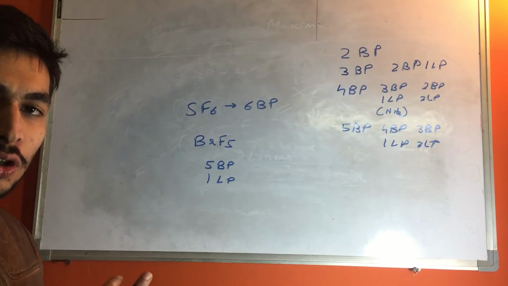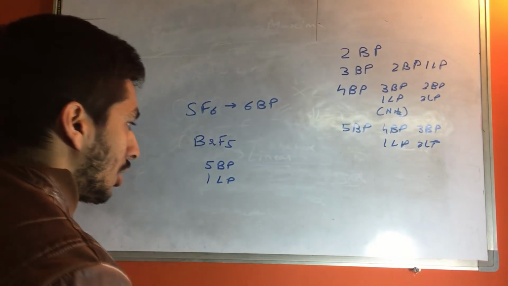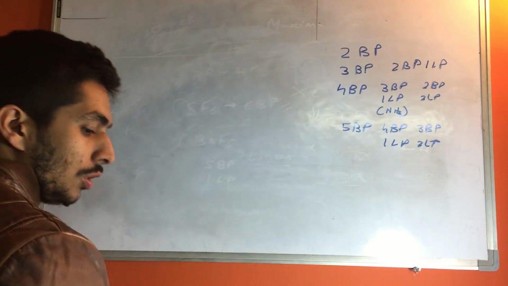So the molecular geometry is octahedral, but the shape is square pyramidal. And the shape is known as square pyramidal. And what does it look like?